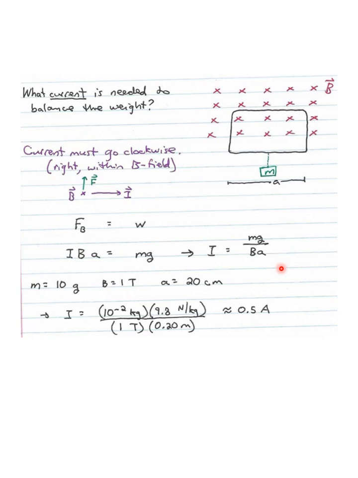Now let's get practical. Let's plug in some numbers. Let's say it's a 10-gram mass, a magnetic field of 1 Tesla, and a length of 20 centimeters. So this is something that we could set up in a laboratory without too much difficulty. You plug in the values, and you get a current of roughly 0.5 amperes. So half an ampere would be enough to support that 10-gram mass.